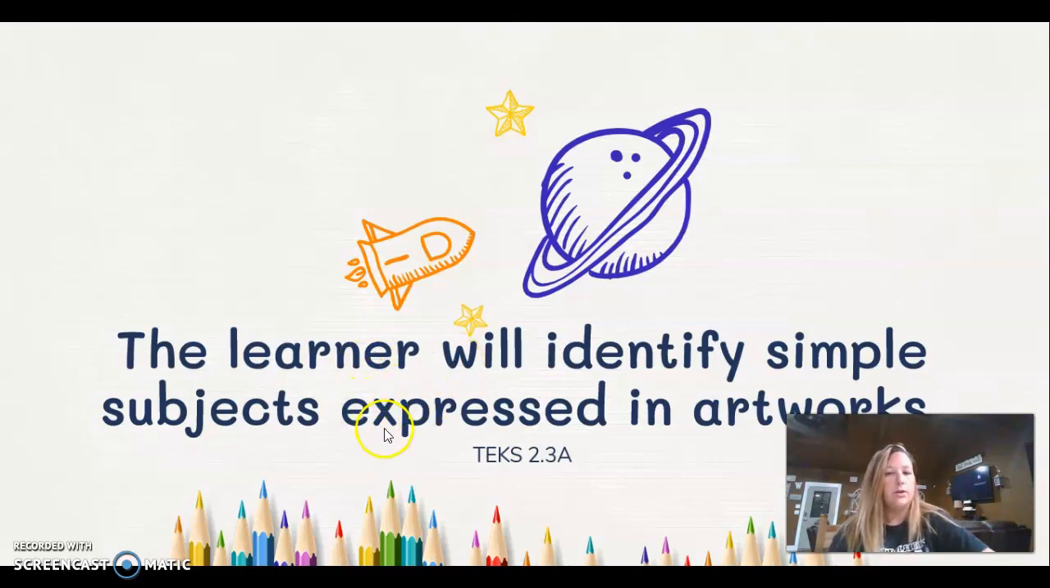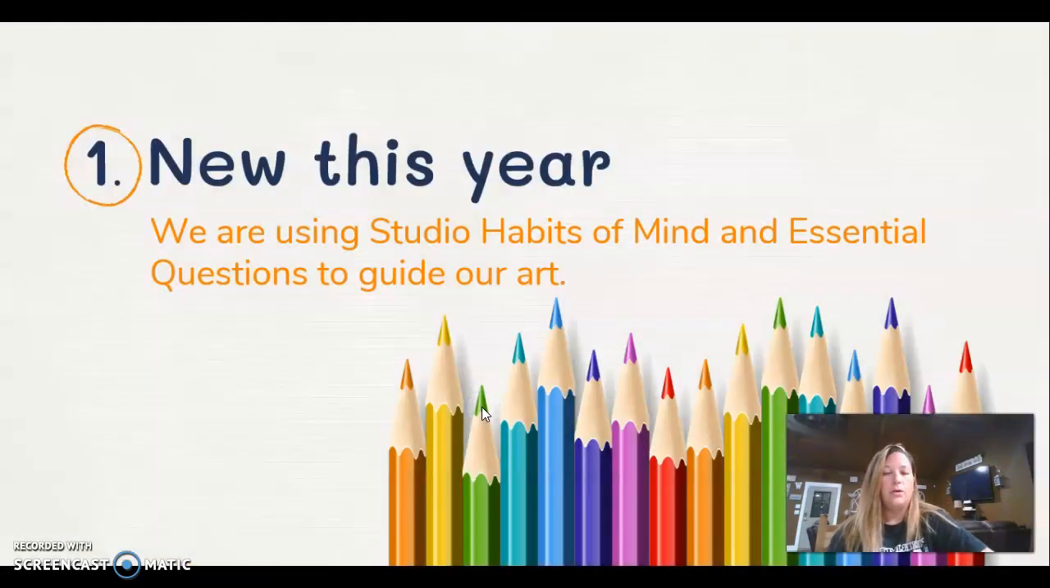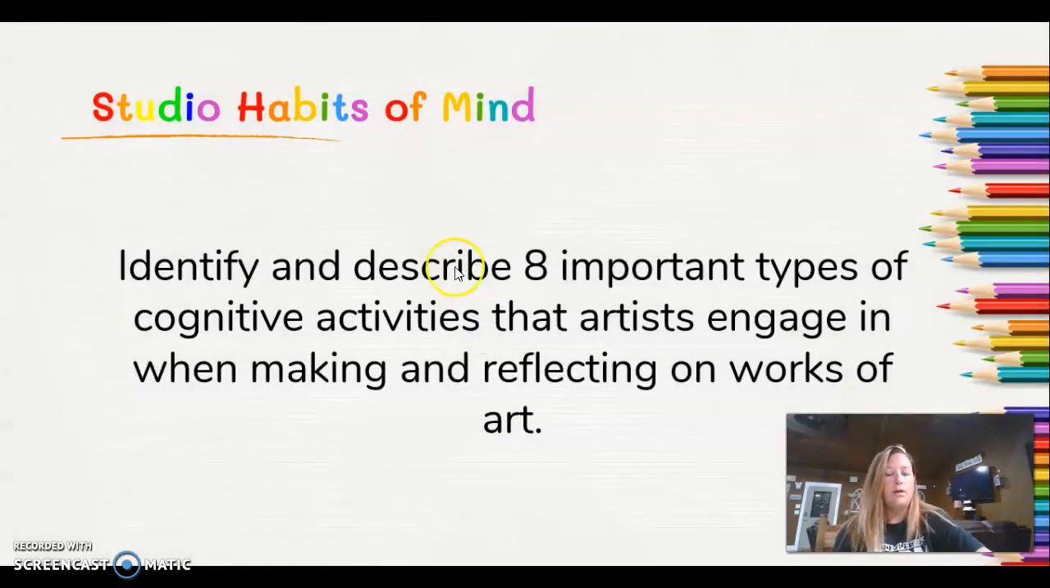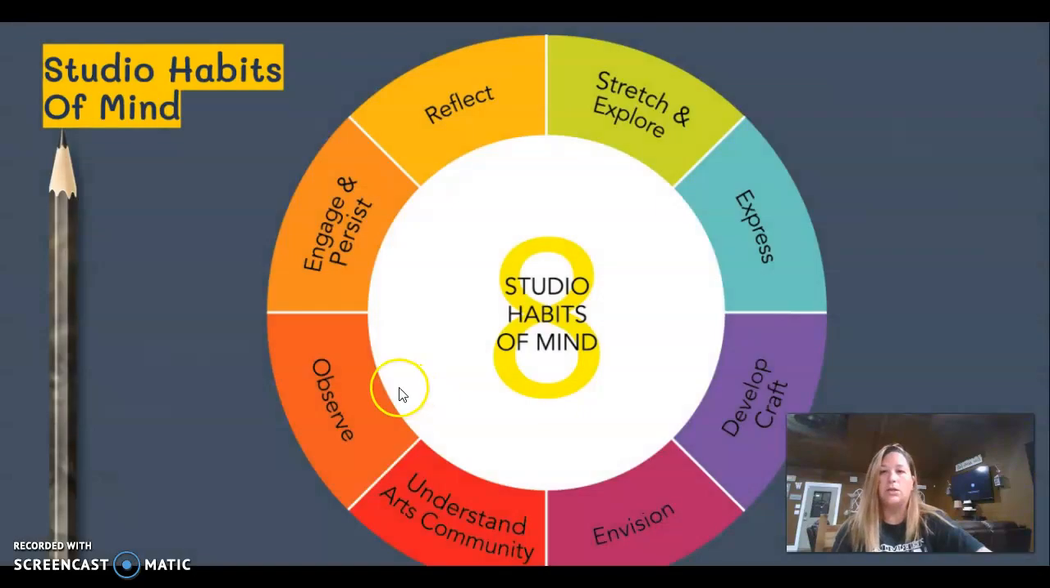So this week, we're going to learn how to express some subjects in artworks and how we can express that when we draw or paint or whatever medium you choose to use. New this year in Fort Worth, we're going to be doing Studio Habits of the Mind. Now, don't worry about that too much right now because we're going to go into more detail about it in every lesson. Right now, all you need to know is that there are 8 types of activities that artists engage in order to make good art and quality art.